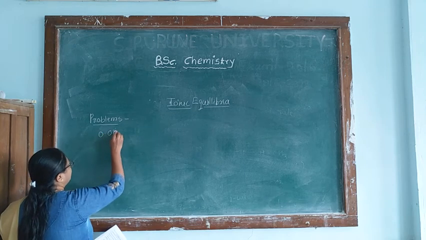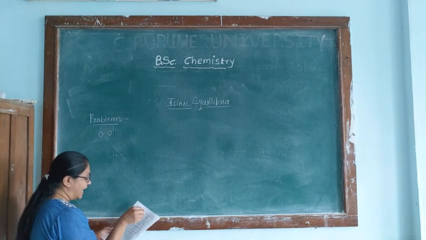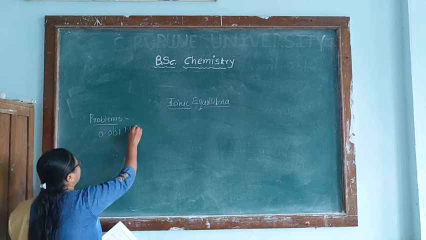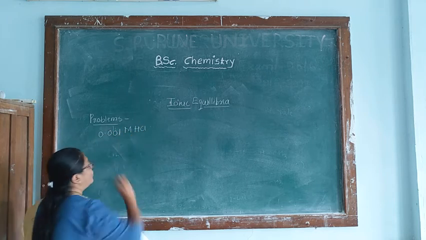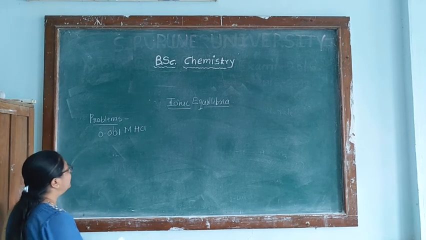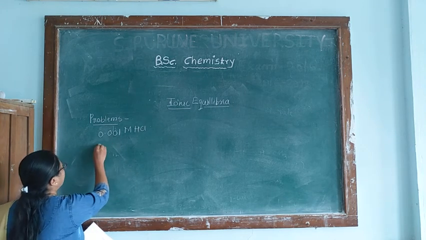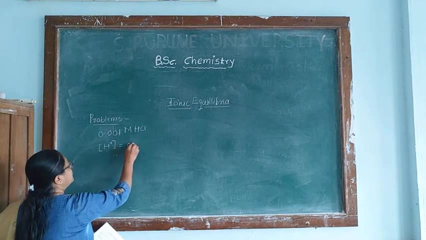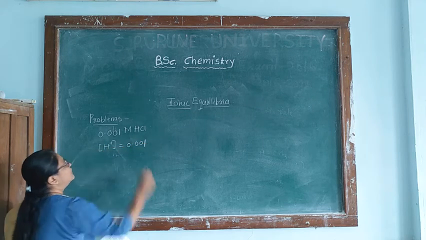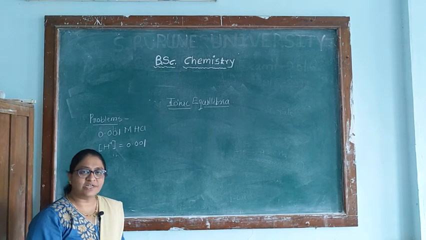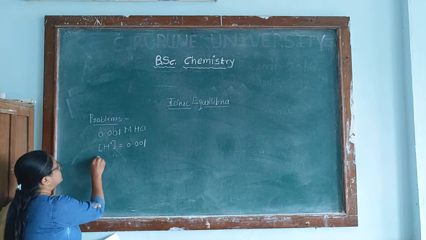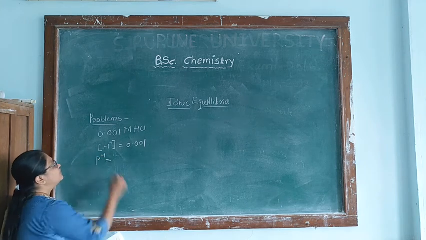So we are asked to calculate the pH and pOH of 0.001 molar HCl. Obviously this is an acid and the concentration of H plus is nothing but 0.001 molar. This is the concentration we have been given, and we have to calculate pH and pOH. So simply we can calculate first the pH.